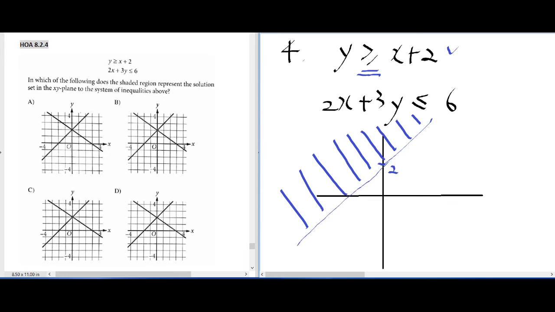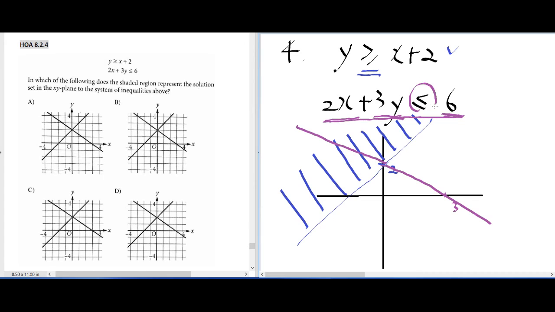For the second one, you don't need to make it slope-intercept form. Using this one, you can easily find the x and y intercepts. What is the x-intercept of this line? When you find the x-intercept, y equals 0, right? So 2x equals 6, which means x is 3. So this one is the x-intercept. How about the y-intercept? Use x equals 0, so 3y equals 6, so the y-intercept is 2, right? So the line is like this way.